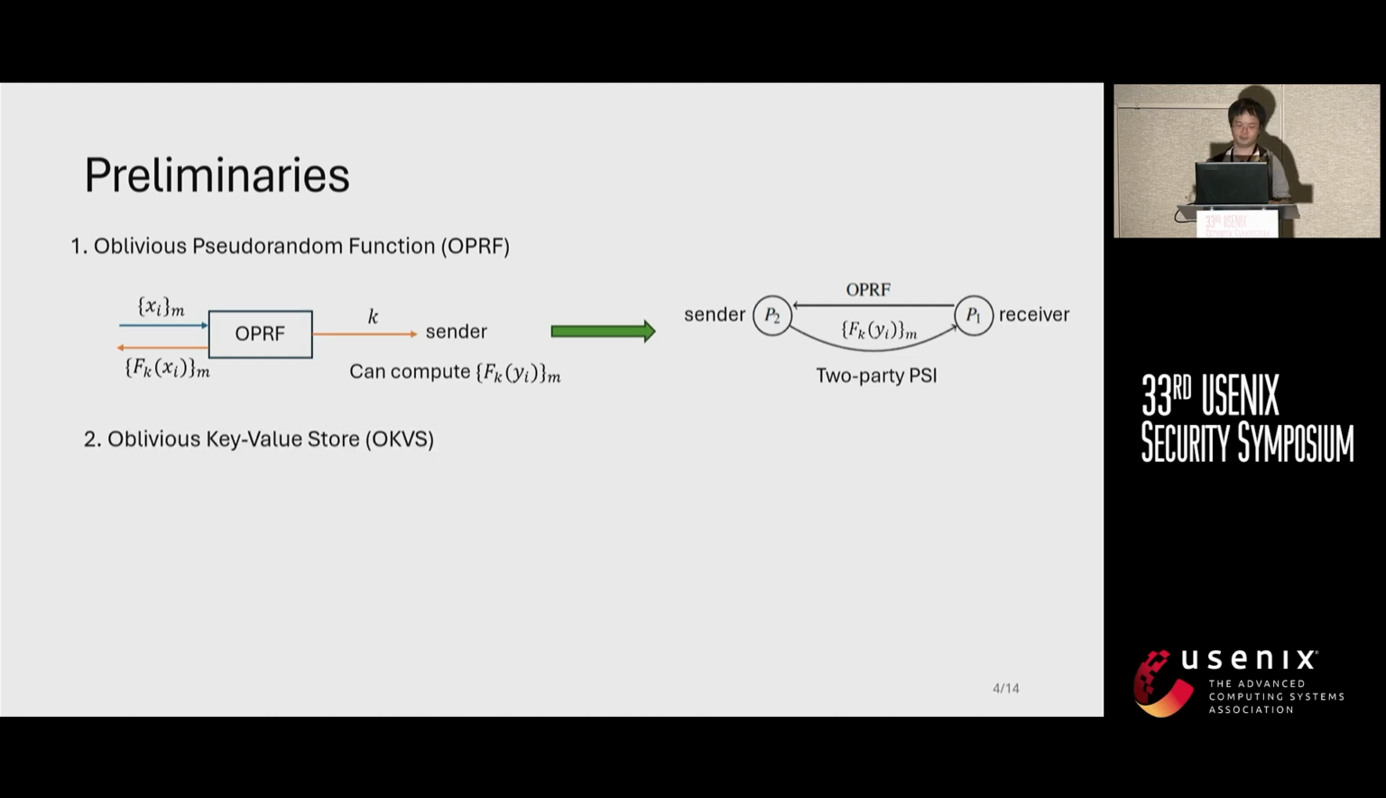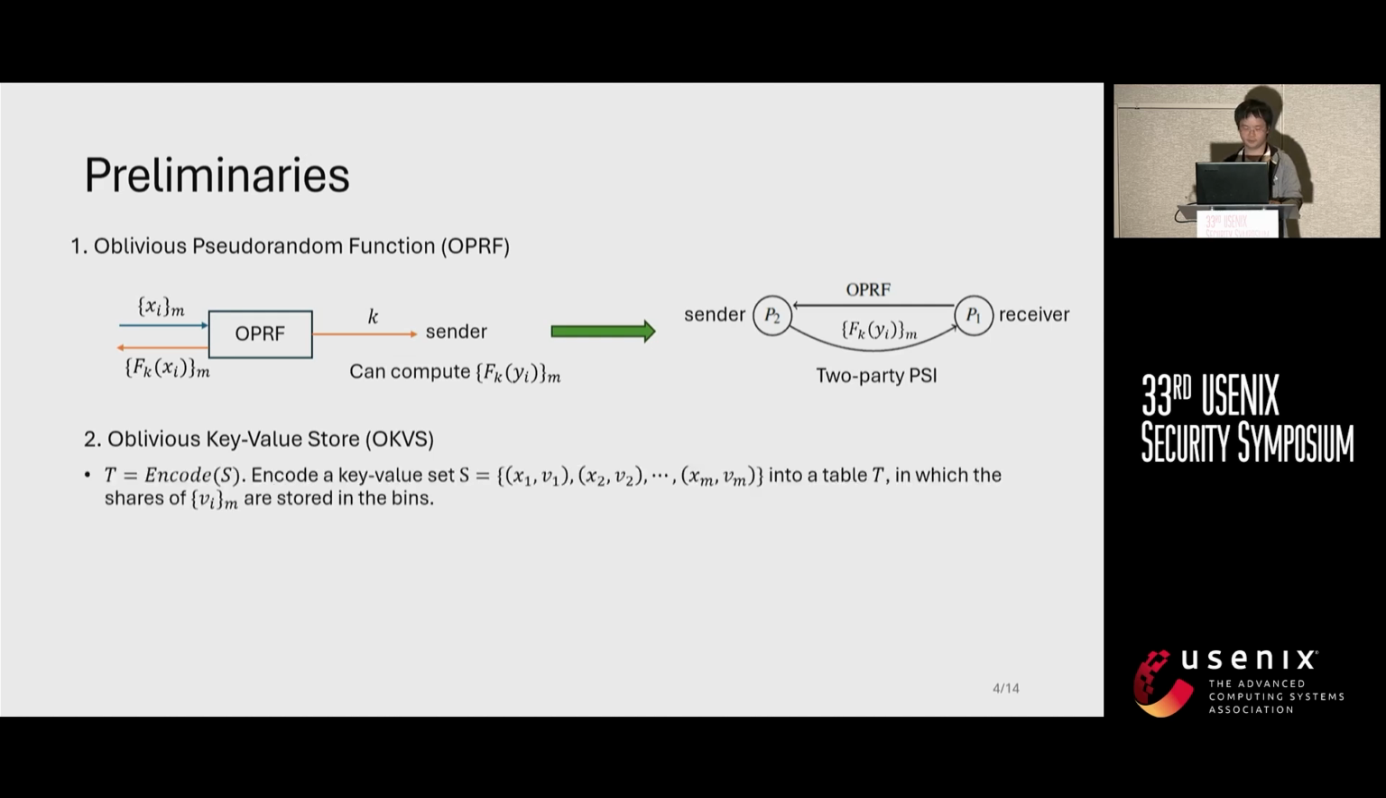Okay. Then we have the second one, Oblivious Key-value Store. It is a data structure. There are two phases. The first phase is encoding. Now we have a key-value set. By utilizing the OKVS, we can encode the key-value pairs into a table T. So the table T will contain shares of the values. And then we have the decoding phase. If you input a key, and this key is in the original key set, you will get the correct value out, but if it is not, you will get a pseudo-random one.